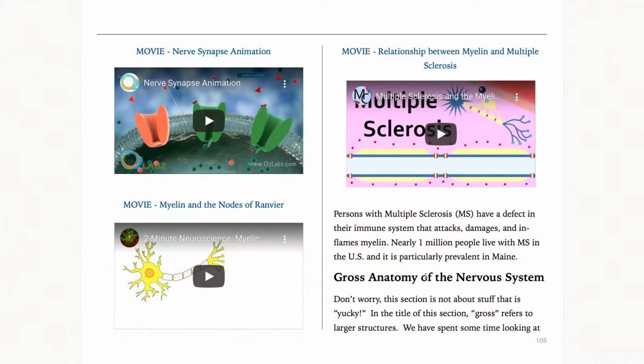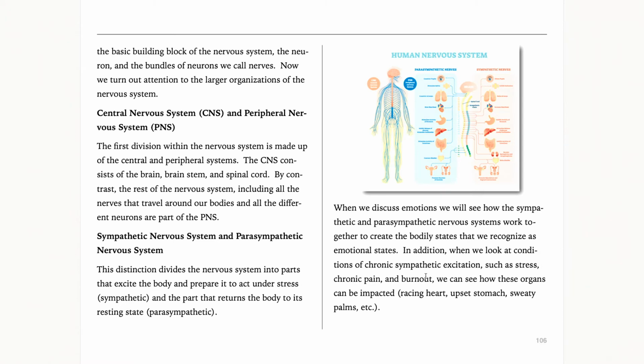And gross in this doesn't mean that it's yucky. It means it's the big parts. We just look at macro. When we look at cells and the synaptic gap and that biochemical electrical process, that's looking at the micro. Now we're looking at the macro, or the gross anatomy, large pieces of our anatomy, and we start talking about the brain and the nervous system. Now the nervous system, as depicted here, is divided into two parts: the central nervous system and the peripheral nervous system.